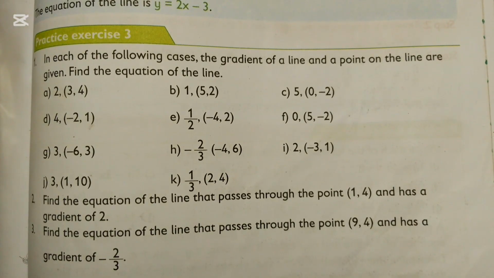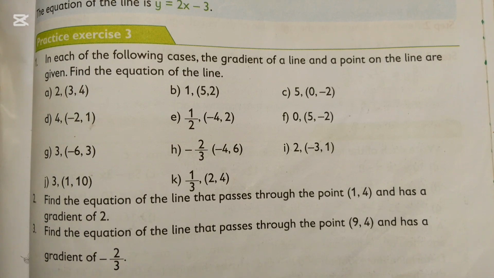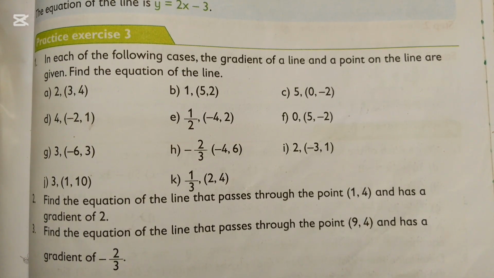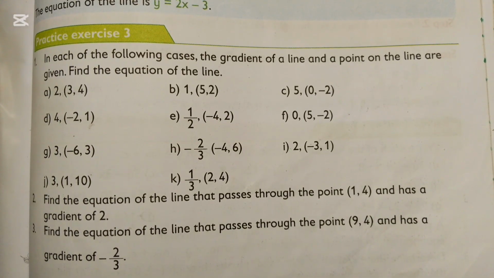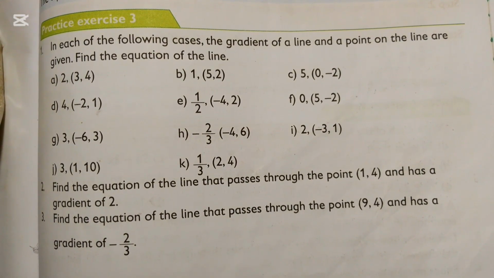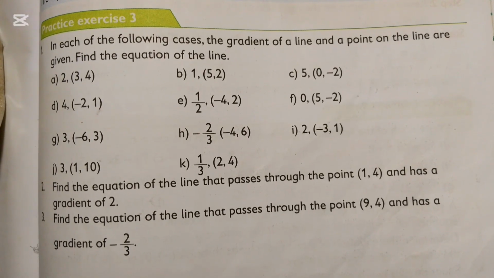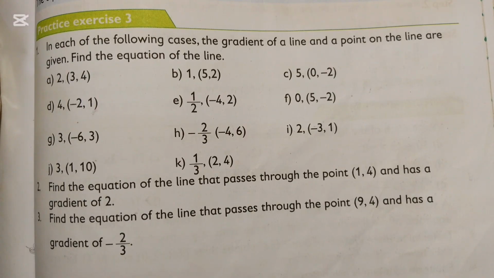So I'm going to leave an assignment for you to do. Look at number 3. Find the equation of the line that passes through the point 9, 4 and has a gradient of negative 2 over 3. Just follow the steps that we have shown, and you'll find it very, very simple to work out. So make sure you do that question. You can give your workings in the comment section, and if you have any question, you are free to ask.